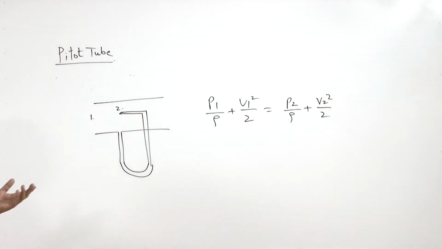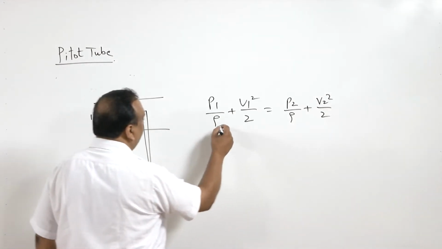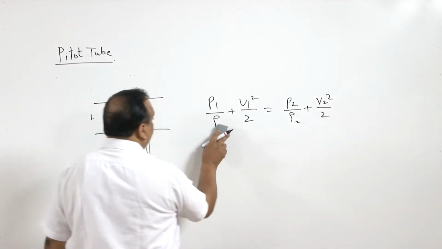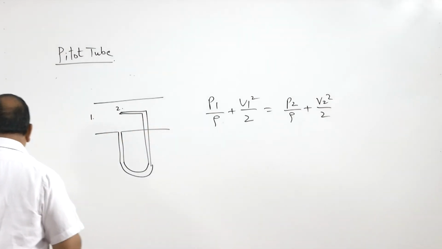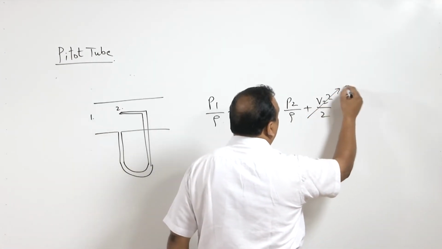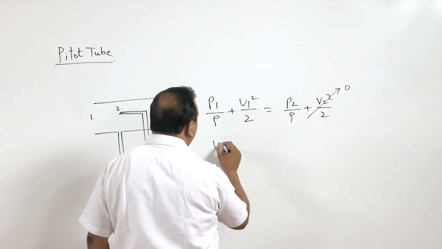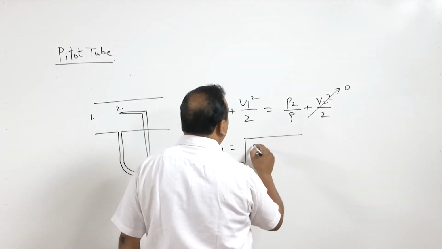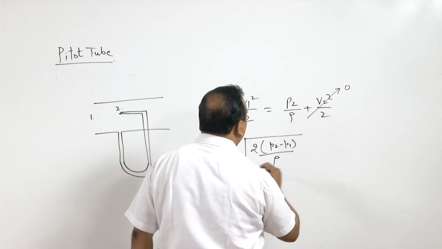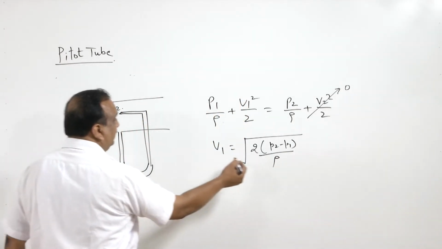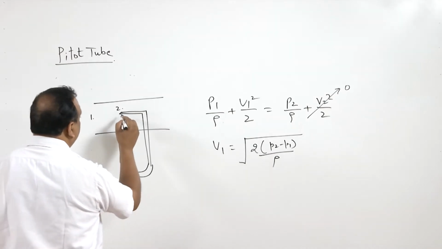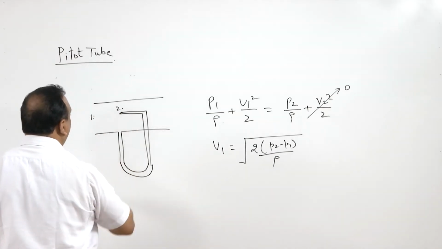If the fluid is compressible, then definitely rho 1 and rho 2 will also come into the picture. But water we consider as an incompressible fluid, so the density remains constant. And at the stagnation point, the velocity turns out to be 0. So V1 is nothing but the square root of 2 times P2 minus P1 divided by rho. If we are able to measure this P2 minus P1, the density is known to us. P2 minus P1 is the pressure difference between point 2 and point 1.